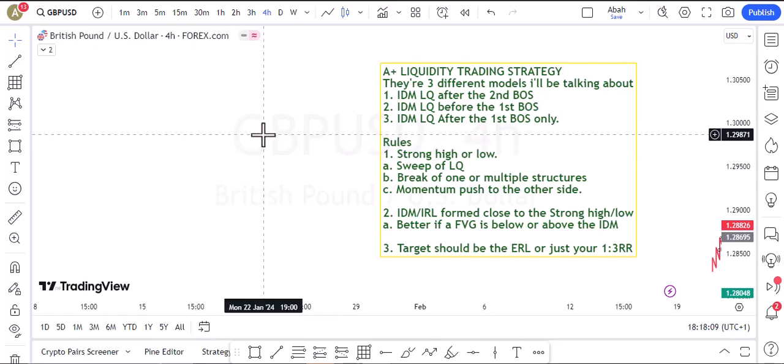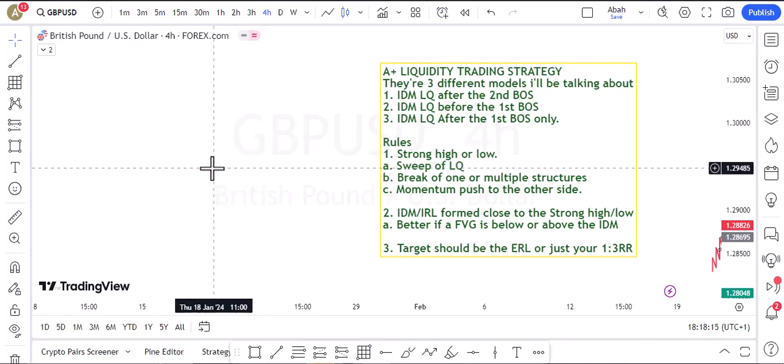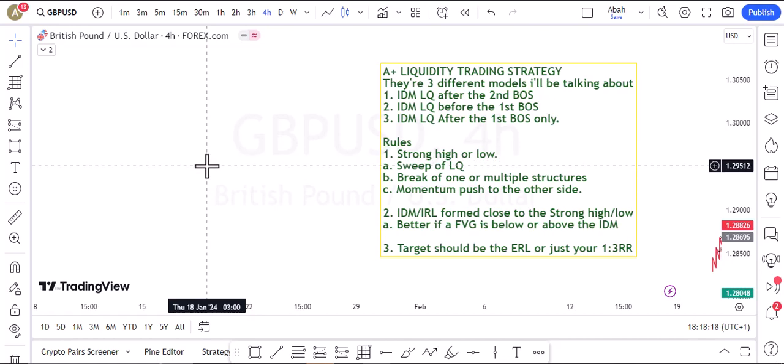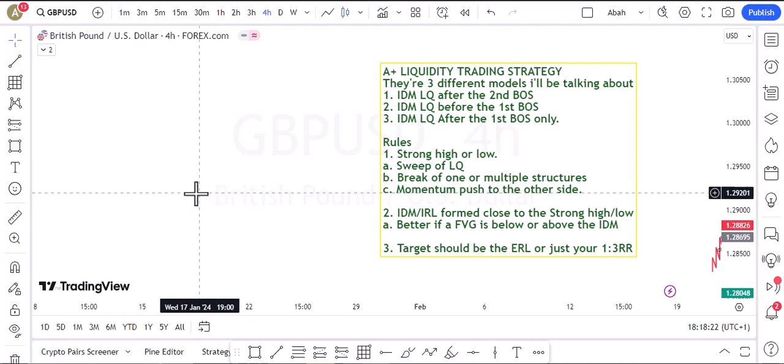So today we are going to be talking about the inducement liquidity before the first break of structure. That's the second model that I'm going to be dealing with. But before we go into that, let me show you guys the first model, which is the inducement liquidity after the second break of structure.